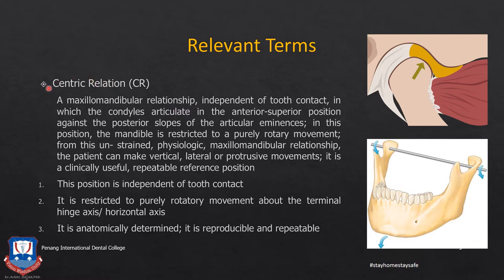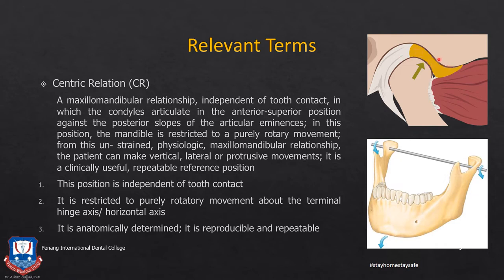So once again, we come back to centric relationship. Countless times we have described the definition of centric relationship. I'm sure most of you must be knowing this by now. Centric relation is a maxillomandibular relationship independent of the contact of the tooth in which the condyles articulate in the anterior-superior position against the posterior slopes of the articular eminence.